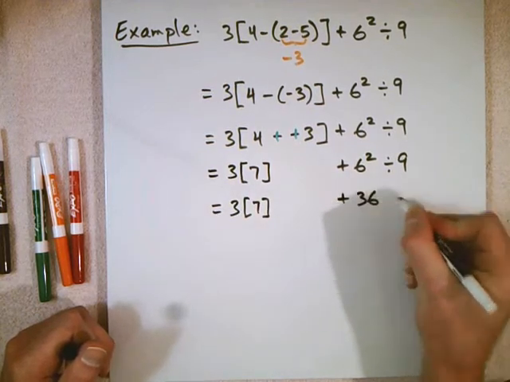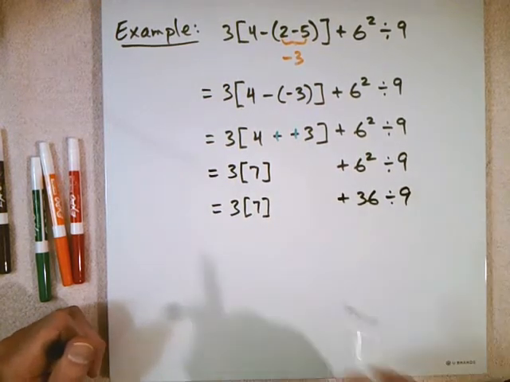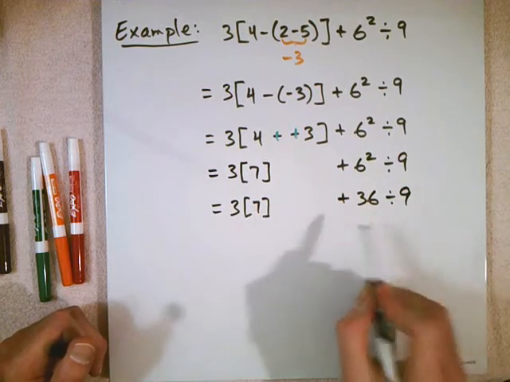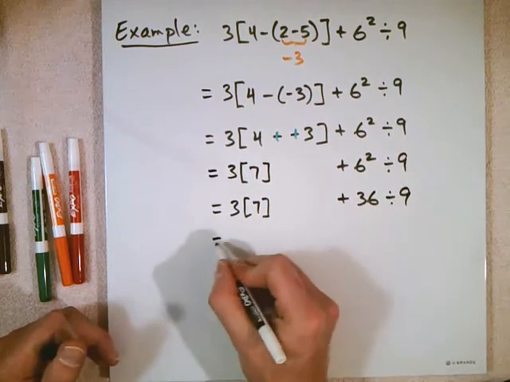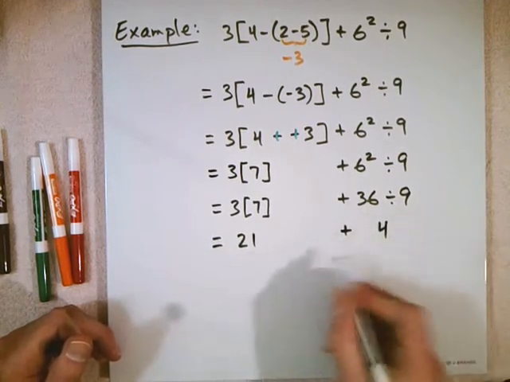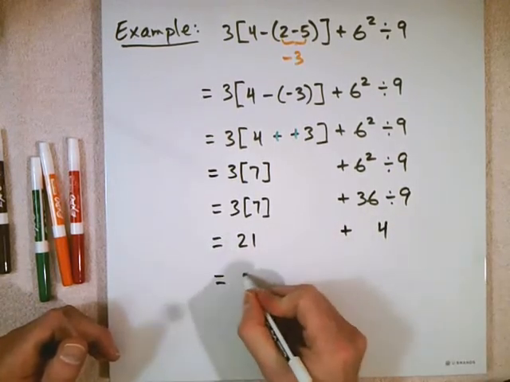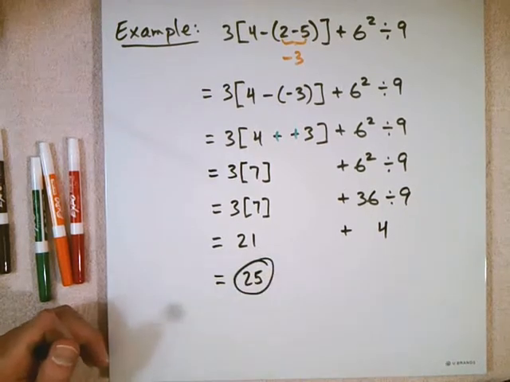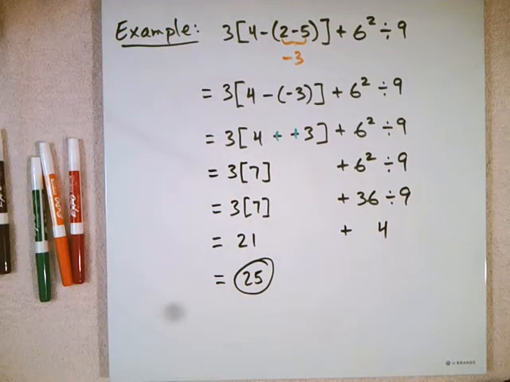Now what? Well, now you have to do both the multiplication and the division before you deal with the addition. So let's go ahead and do those at the same time. And 36 divided by 9 is 4. Finally, addition is the last thing we worry about. 21 plus 4 is 25. And there we go. Maybe that's a little more long-winded than you would have worked it out, but hopefully I didn't lose anybody along the way either.